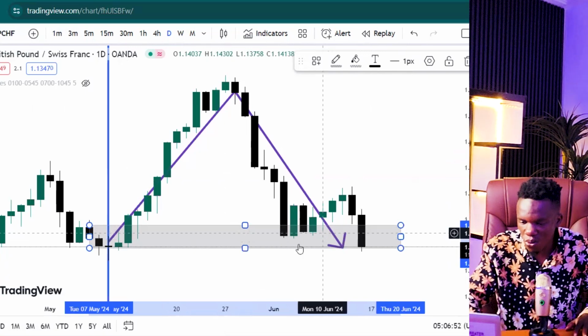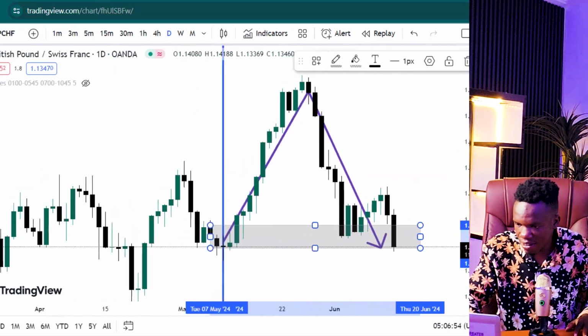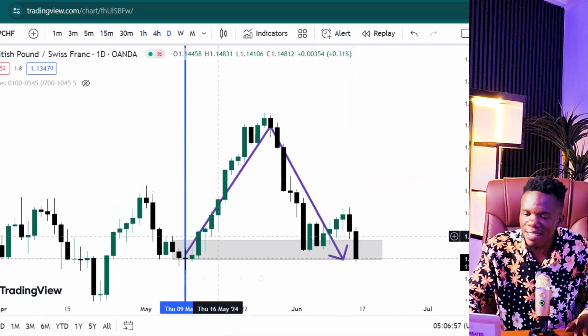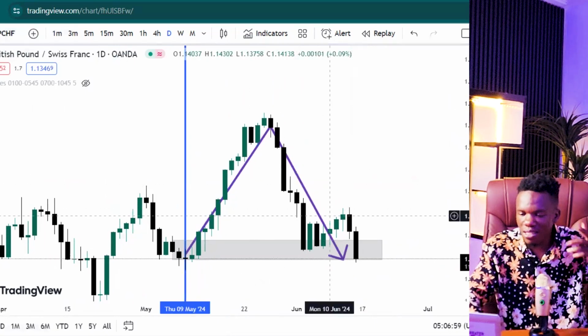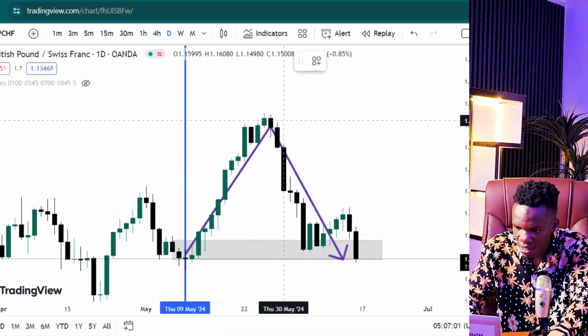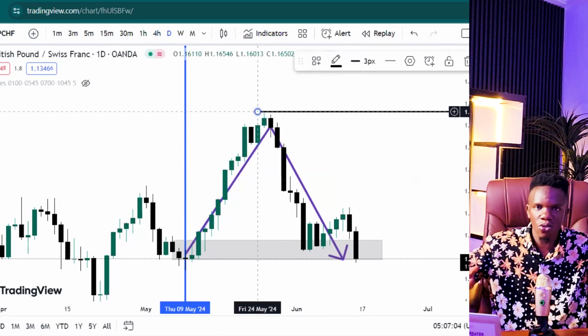Now, another good thing you need to understand about this internal or external phase is that the moment price is internal, then the draw on liquidity is going to be the external phase here. So we now know the direction the market is going to go for.